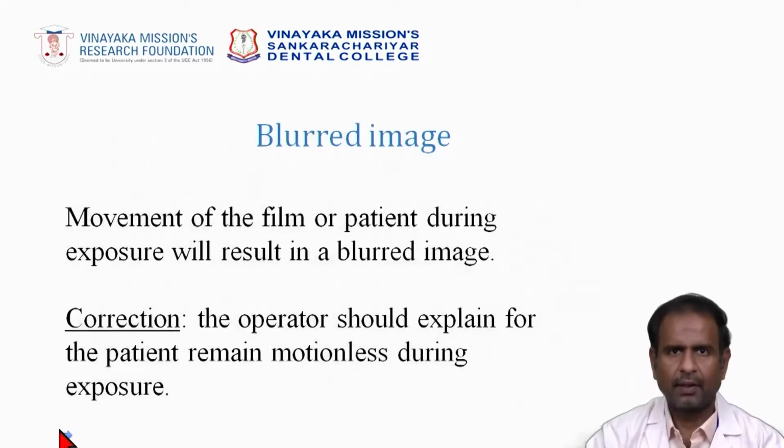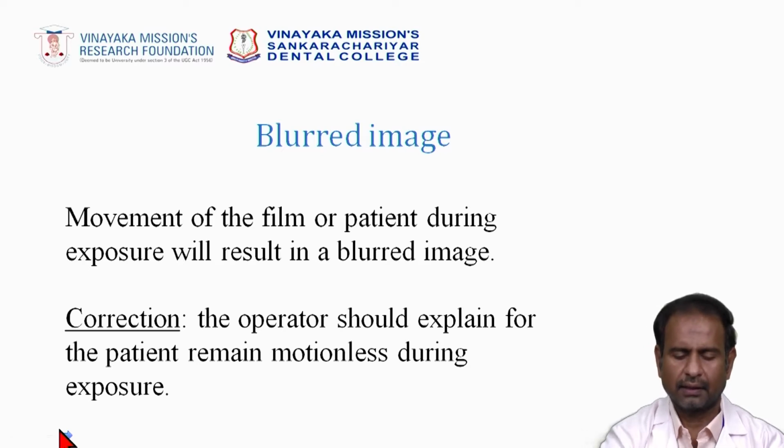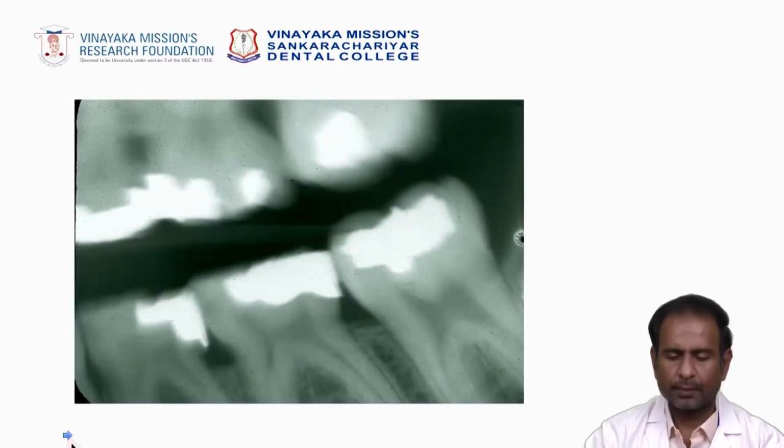Then the second one is the blurred image. Movement of the film or the patient during the exposure will result in a blurred image. How do we correct this? The operator should explain to the patient to remain motionless during the exposure. A motionless patient is important for correcting this kind of error. In this picture, this is a blurred image. The picture is not clear; the clarity is not good.